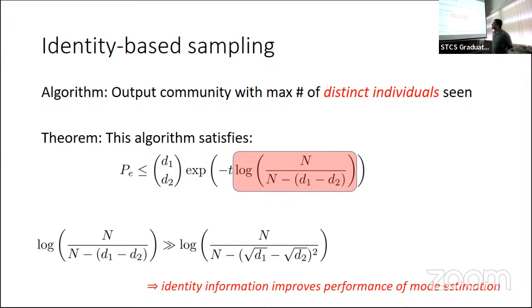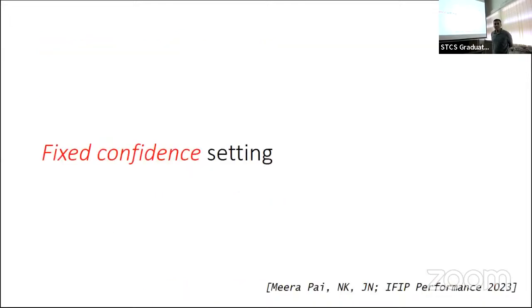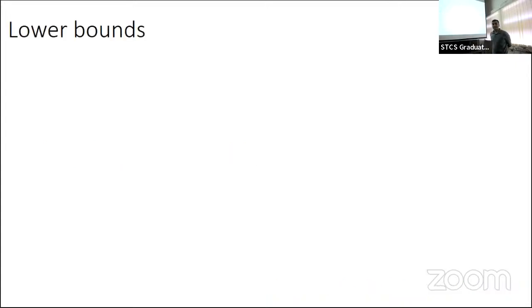Okay, great. So now let's move on to the real point of the talk. We'll be specifically talking about the fixed confidence setting, where there is a confidence threshold that has been exogenously pre-specified. Our goal is to decide when to stop and flag a certain community as being the mode. So let me start off with lower bounds in this case, which our algorithms will then seek to match.